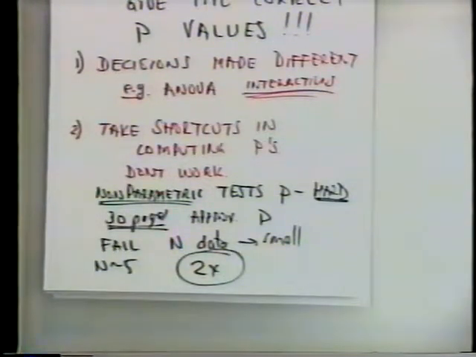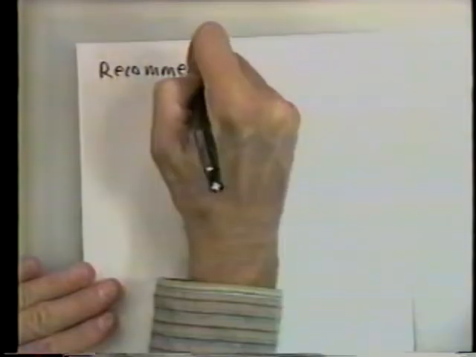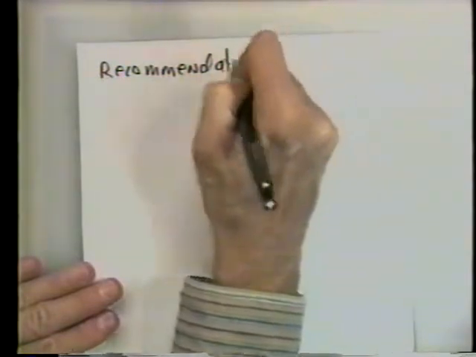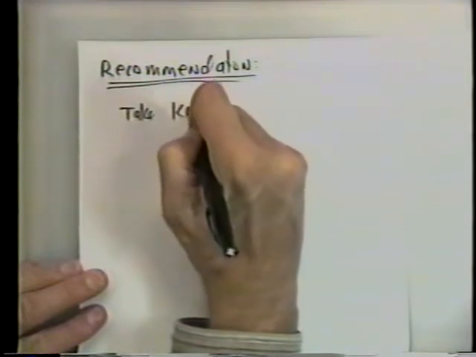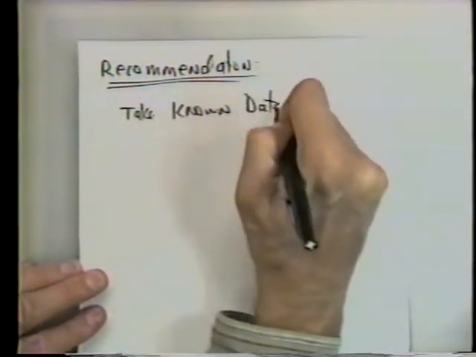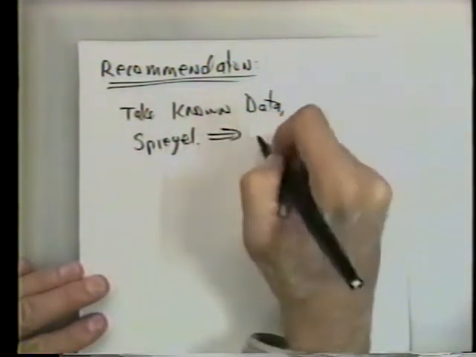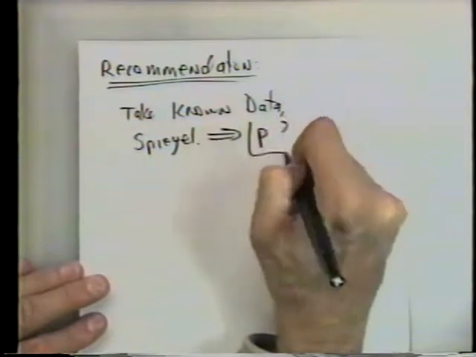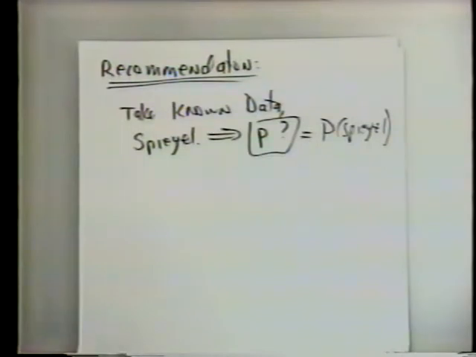So I think when I use one of these programs, what I like to do, and I recommend that you do this, you probably won't, but I recommend it. So this is my recommendation: before using one of these programs, what I would do is take known data from, for example, Spiegel, where the result is calculated, put it into the program, and determine the p-value, and see if that matches the p-value that Spiegel calculated.